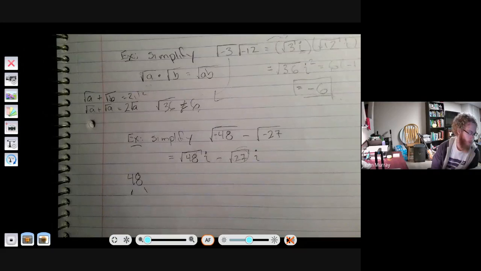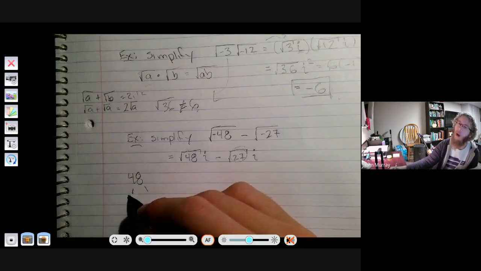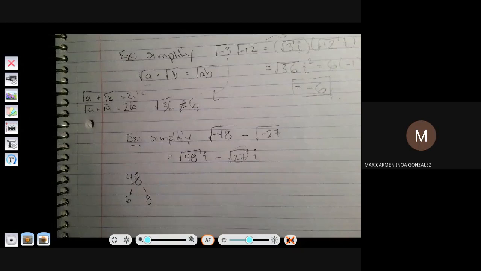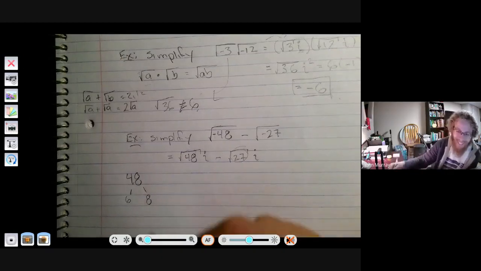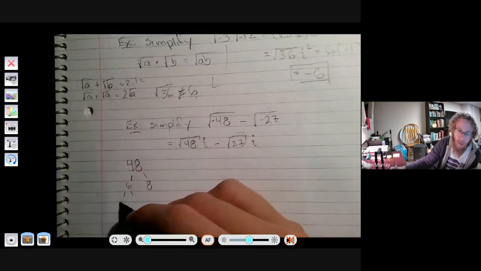So somebody tell me two numbers that multiply to 48. 7 and 8? I'm going to say 6 and 8. Yeah, 6 and 8. Oh my God, sorry. That's okay. Right? And then we're just going to keep breaking these down as far as we can.